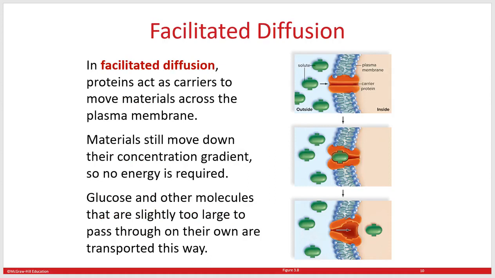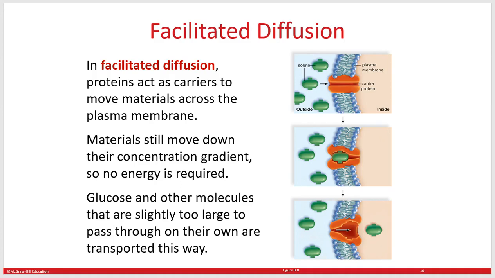Facilitated diffusion is a type of diffusion where substances will move from an area of high concentration to low concentration, but it does so through some protein. Glucose and other molecules are a little bit too large to pass through on their own and are transported this way. Also, molecules that have a charge are moved this way too.